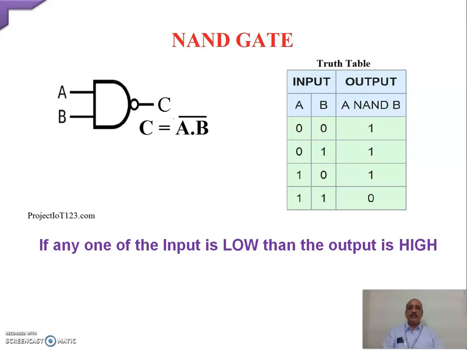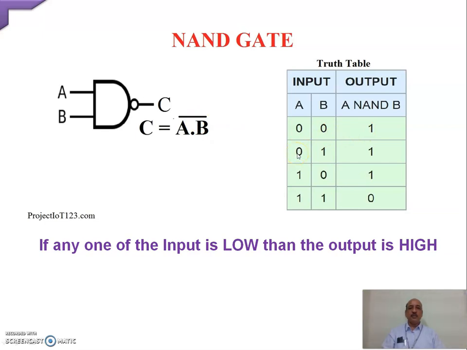A NAND gate is a universal gate having two or more inputs and only one output. Here you can see that A and B are the inputs, C is the output, C is equal to A dot B whole bar. From the truth table, inputs are A and B and output C is equal to A dot B whole bar. If the inputs are 0, 0, then 0 into 0 is 0, 0 bar is 1.